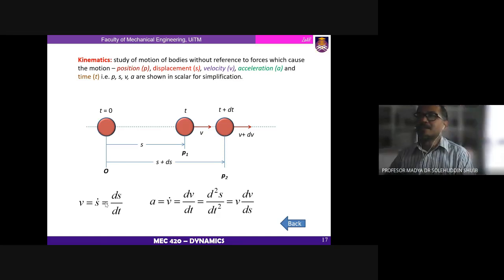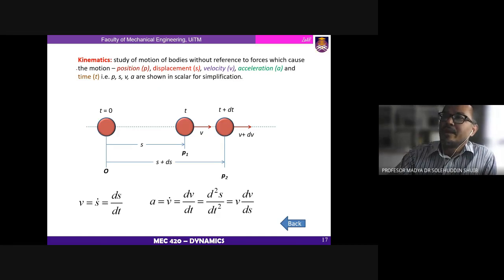I have mentioned this just now. Okay, we go a bit into detail on kinematics. We have defined this. Kinematics is the study of motion without reference to forces. Here we have position. Please familiarize yourself with this terminology: position, displacement, velocity, and acceleration.